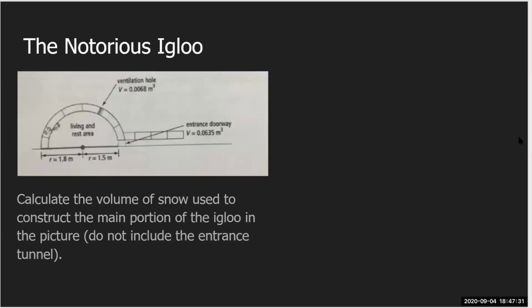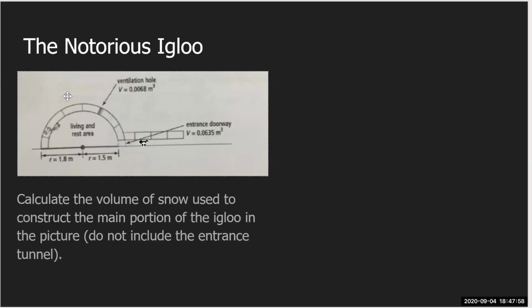A common one that teachers might give you is this one. It might look really intimidating at first, but basically what we're doing is calculating the volume of snow used to make this main portion of the igloo. So the volume of snow would be basically the wall. If we look at this carefully, there are actually 2 spheres that we can calculate the volumes of and then subtract from each other.